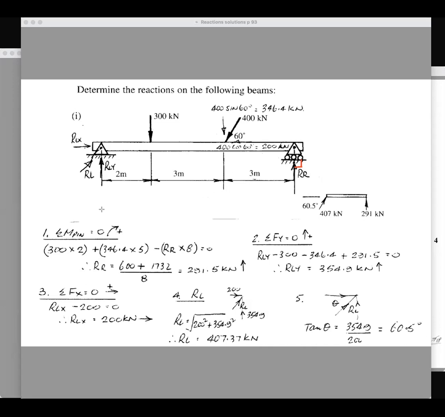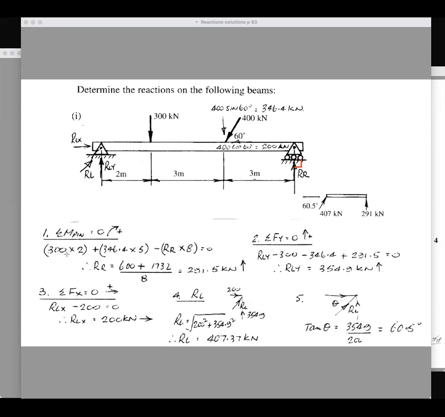So let's have a look at this. The first thing that I advise you to do is to take moments about the pin. And so you make this statement: sum of the moments about the pin equals 0 with clockwise positive. And you analyze this beam by using that formula. Now, make sure that you put this statement here equal to 0. If you don't put that there, the examiner will see that you really don't understand what this formula means here.